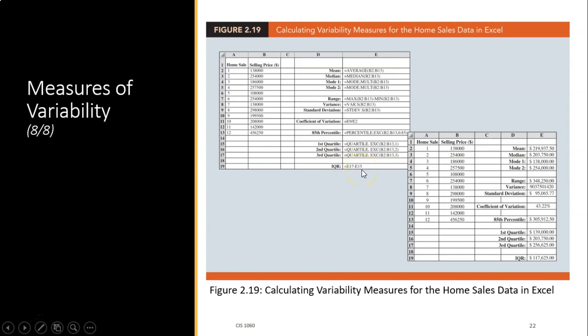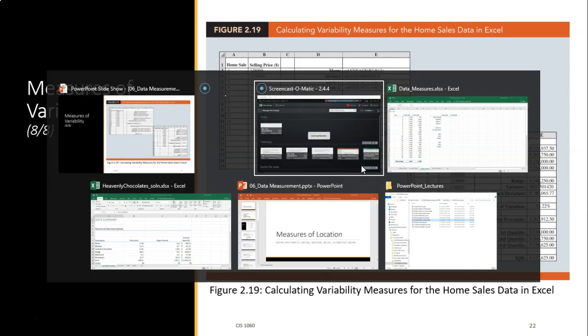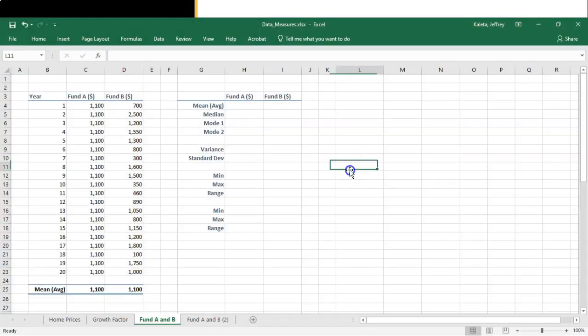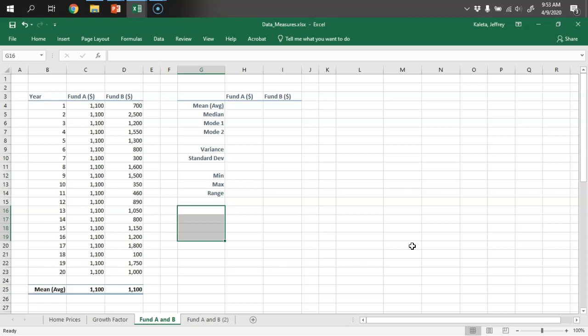All right. So let's go over to Excel, and I have everything set up. I don't know why that's there twice. That's strange.